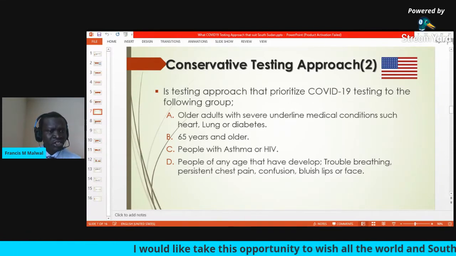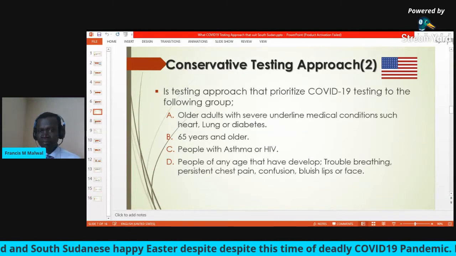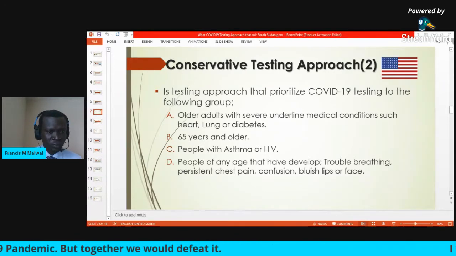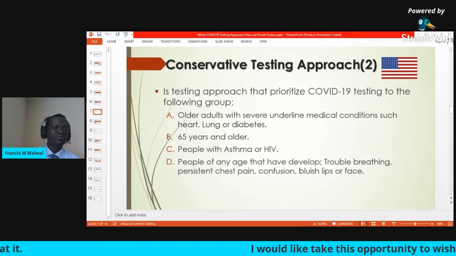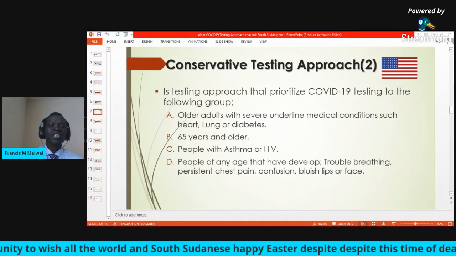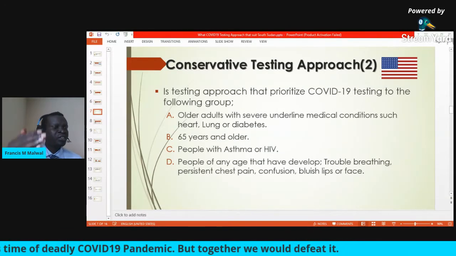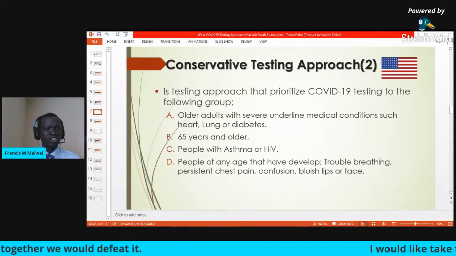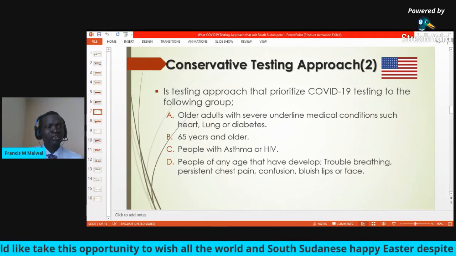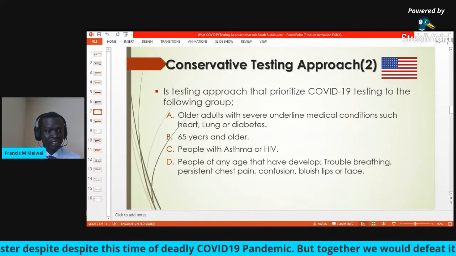And then there is another category, which is anybody of any age who has developed breathing difficulties and persistent chest pain, confusion, and some sign of cyanosis, like bluish lips or face. These are the people that they're targeting. So if I have a mild or moderate symptom, and I don't have any underlying condition, and I'm not fitting the age requirement, the only thing they tell me is to stay at home and not go out for 14 days, and no test is done.